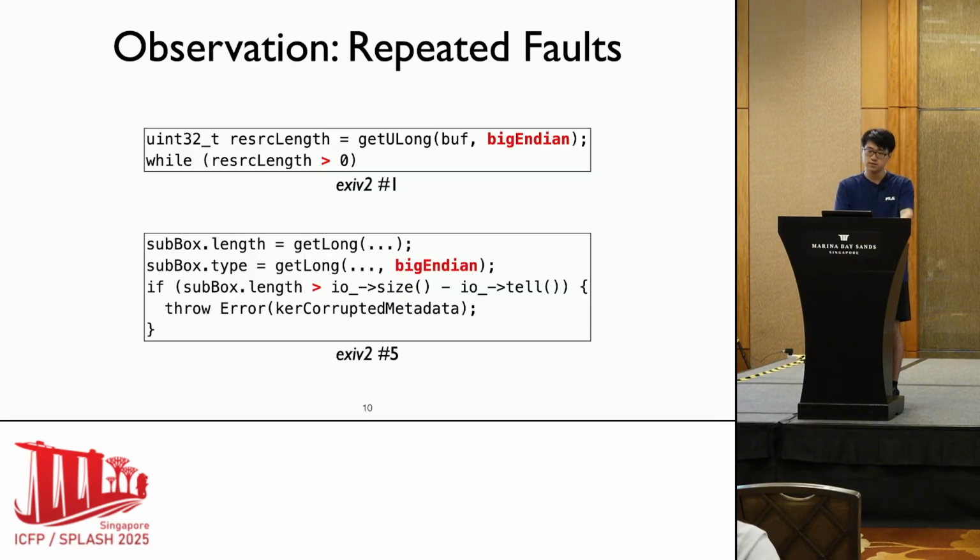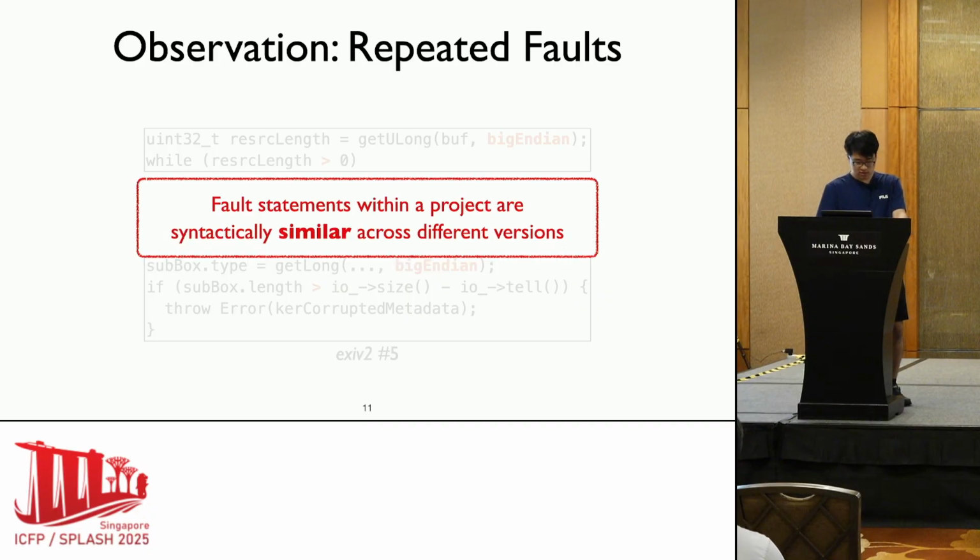In both cases, the variable big endian, which indicates the byte order, is used during the initialization, and the fault statements involve a comparison operator to validate the initialized data. So our key observation is that such syntactically similar fault patterns are repeated across different versions. As mentioned earlier, this naturally happens because each software project has its own features designed for specific purposes.